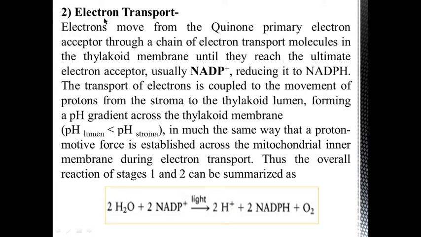Number 2 is electron transport. Now the electrons move from the quinone primary electron acceptor through a chain of electron transport molecules in the thylakoid membrane until they reach the ultimate electron acceptor, usually NADP, reducing it to NADPH. The transport of electrons is coupled to the movement of protons from the stroma to the thylakoid lumen, forming a pH gradient across the thylakoid membrane.